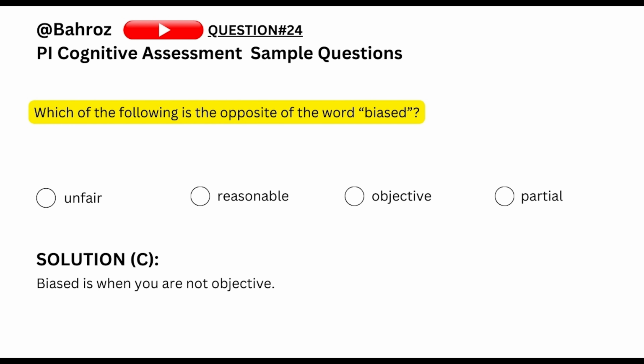Which of the following is opposite of the word biased? Biased is when you are not objective. So objective is opposite.